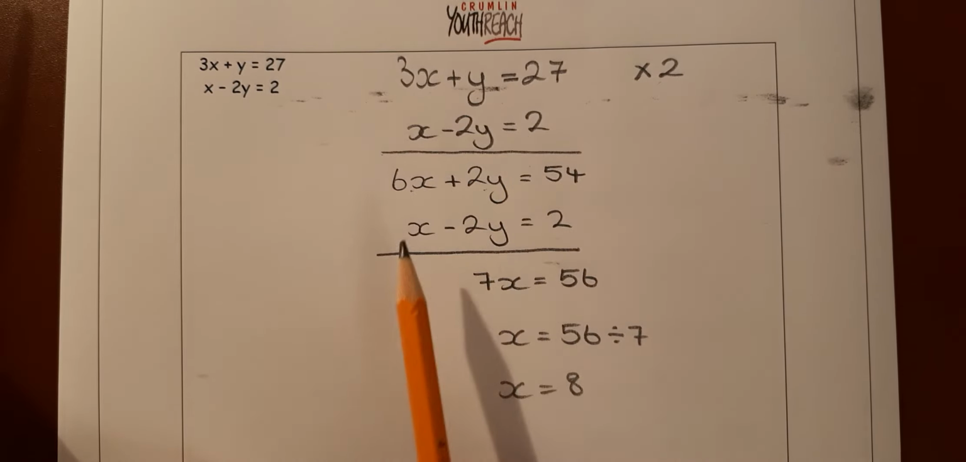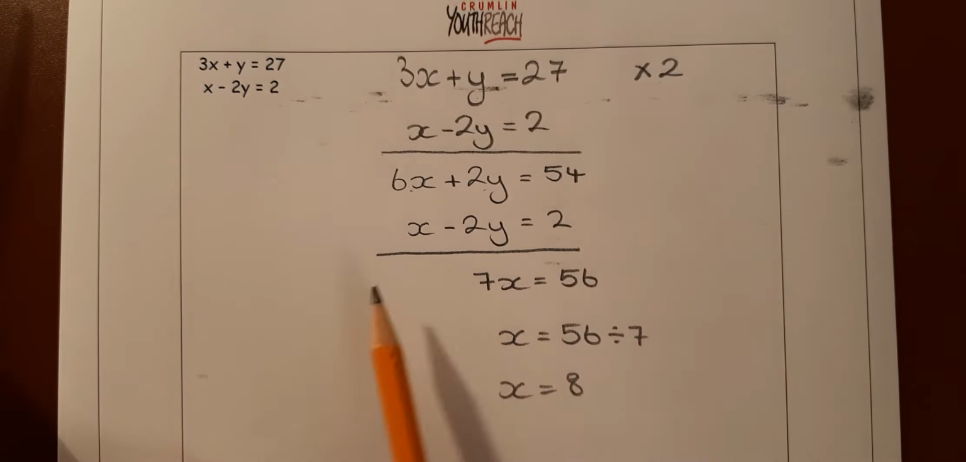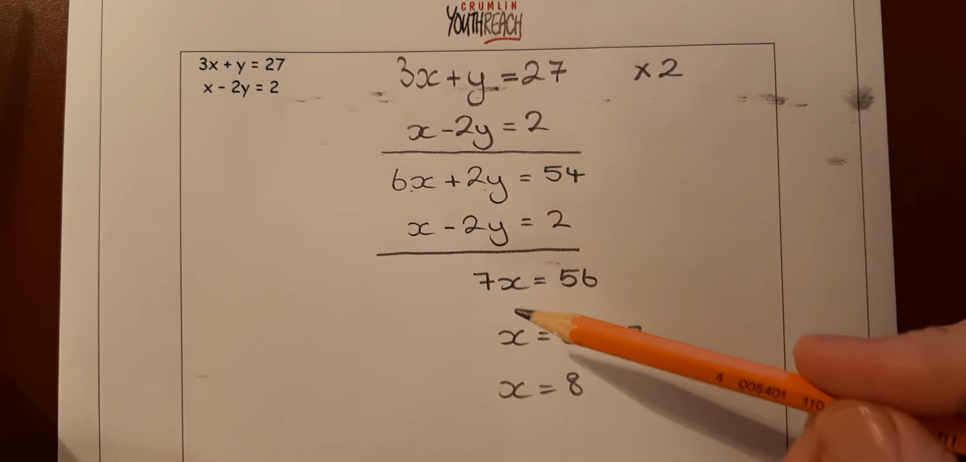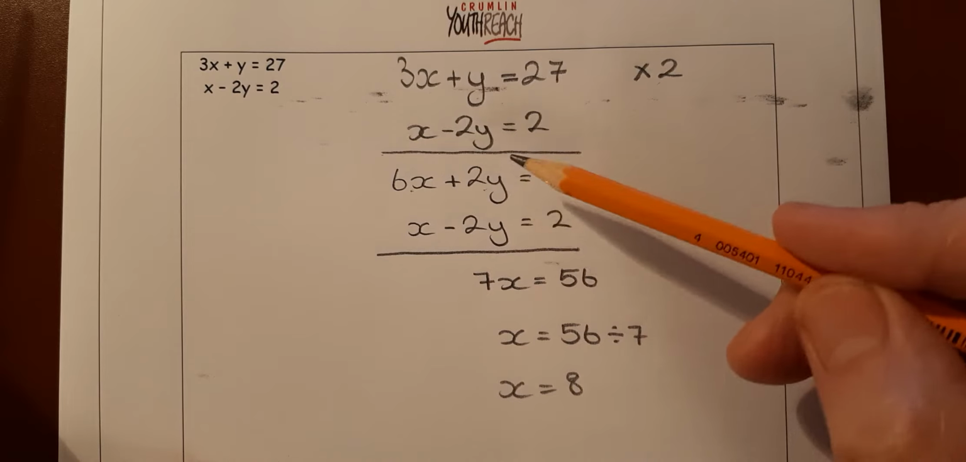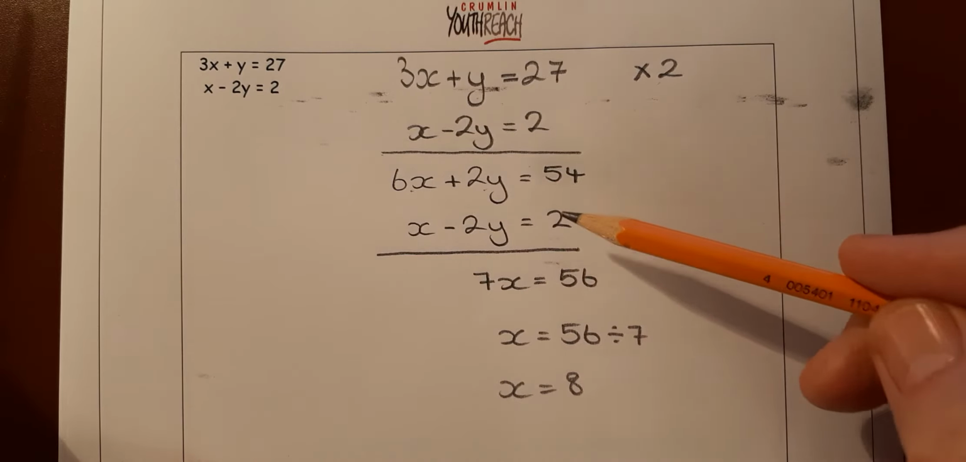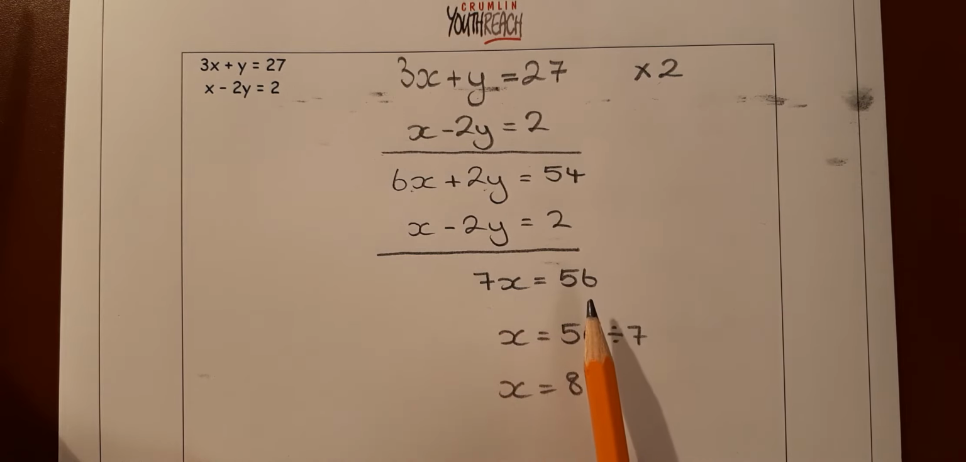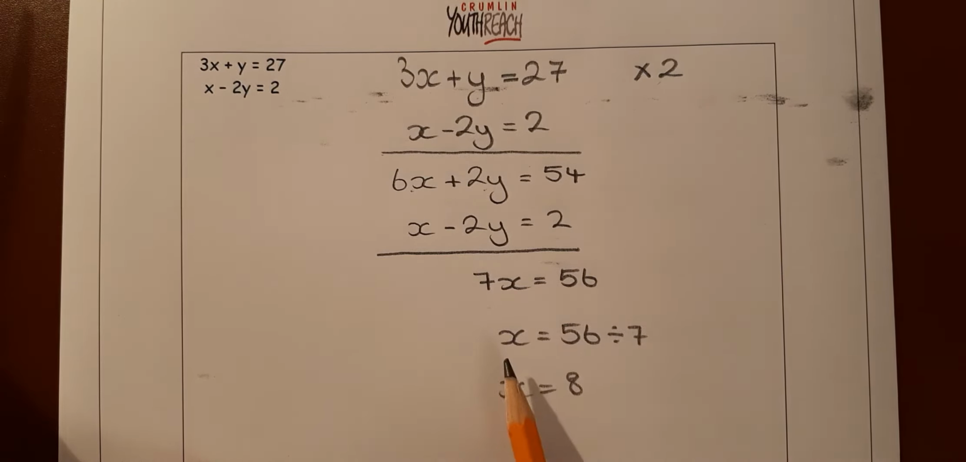Put the second equation under the first equation that we've just multiplied out. Draw a line underneath it. So now we have 6x plus x equals 7x. 2y minus 2y, these are eliminated. 54 plus 2 equals 56. So now we have 7x is equal to 56. Moving the 7 across the equal sign, I get x equals 56 divided by 7, x equals 8.